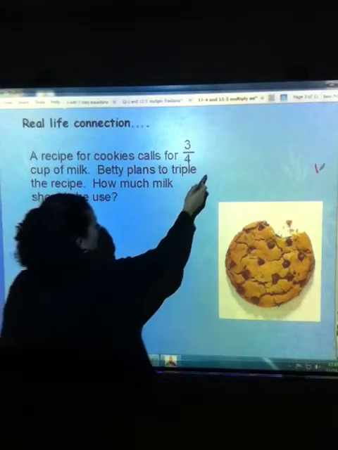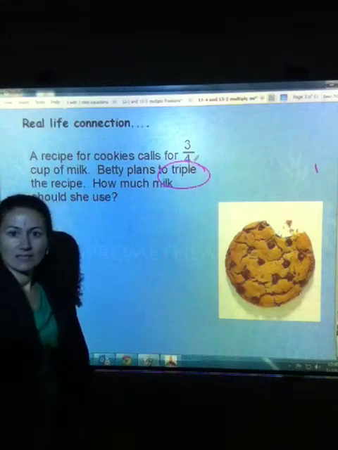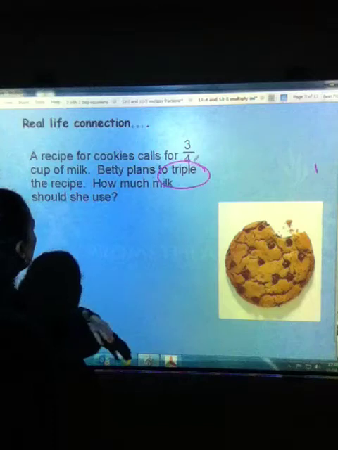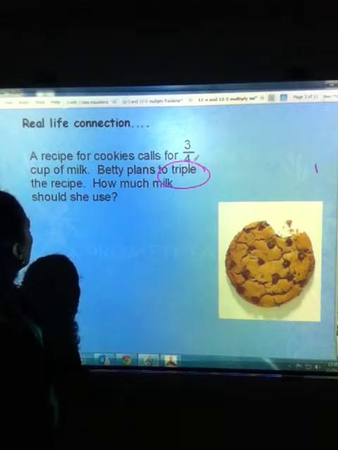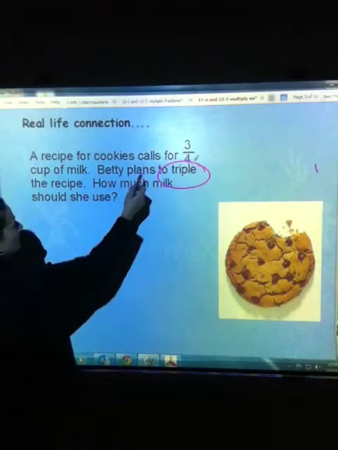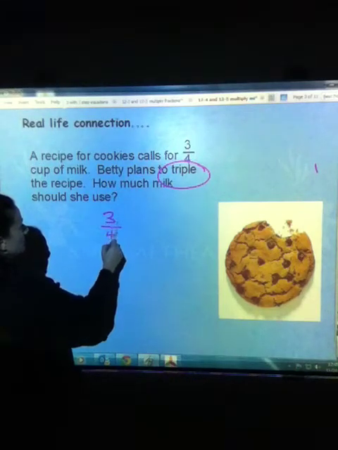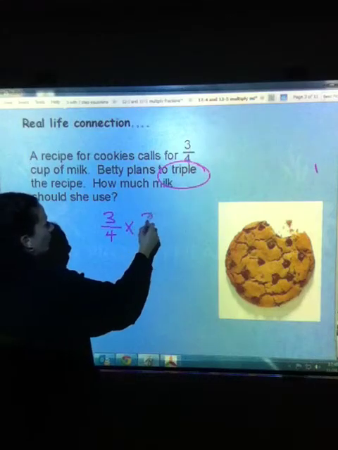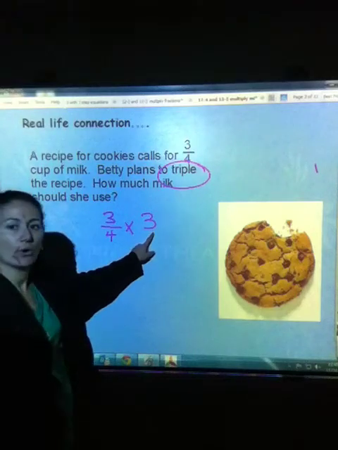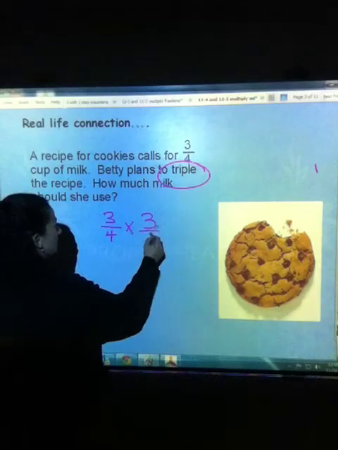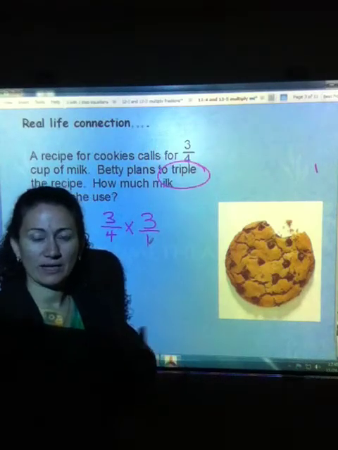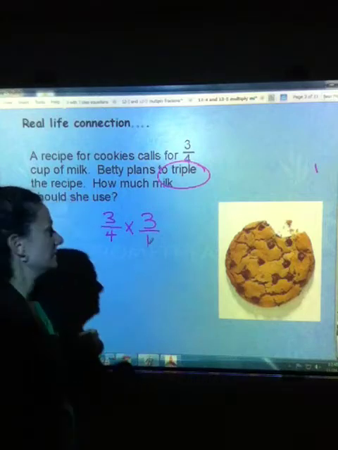When you look at the word triple, you remember that means to multiply by 3. So, to find out how much milk we will need for 3 times the amount of the recipe, we would simply multiply 3/4 by 3 wholes. You remember in the last lesson that if you multiply by a whole, you simply write that over 1. In other words, you take any mixed number or whole number and you write it as an improper fraction.